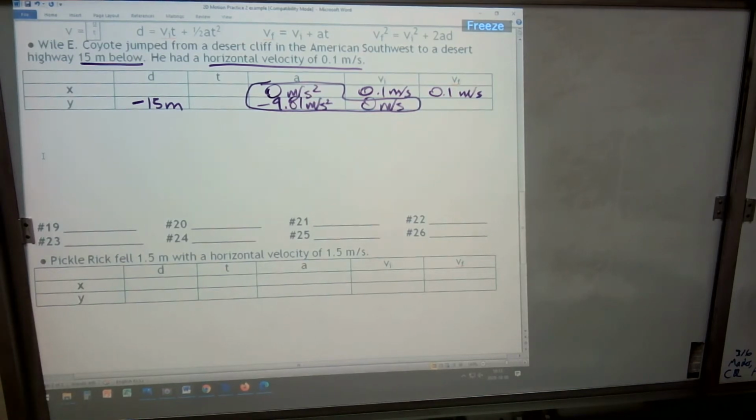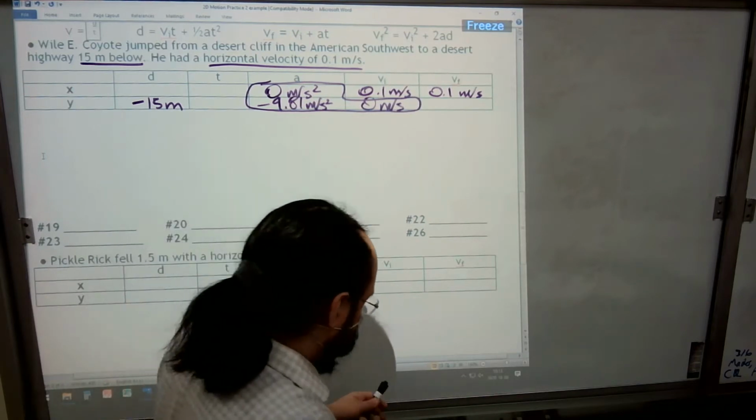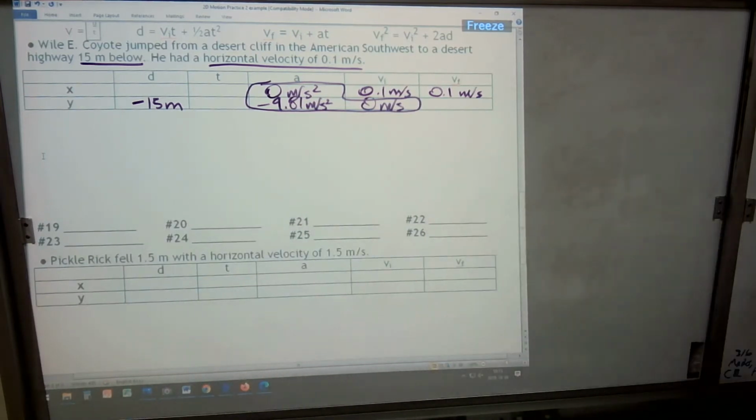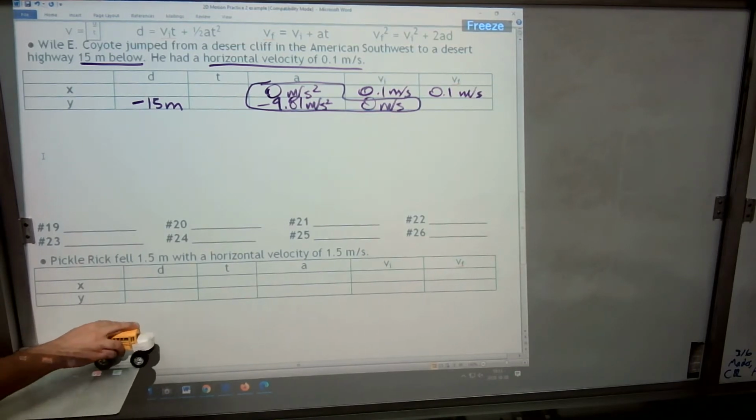The first step with each of these is always to start by solving for time. When he falls, his path will go... Where's my bus? Okay, here we go. When he falls, his path will go.